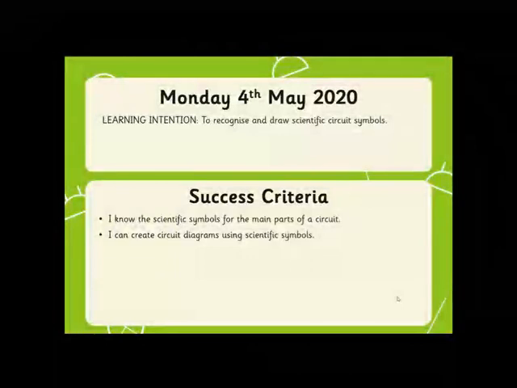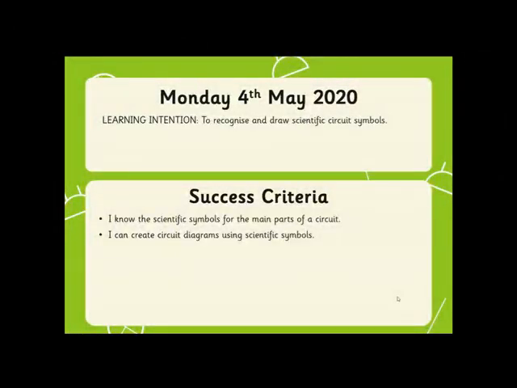Today's date is Monday, 4th of May 2020. Your learning intention is to recognize and draw scientific circuit symbols. The success criteria is that at the end of this lesson, you will be able to know the scientific symbols for the main parts of a circuit. You will be able to create circuit diagrams using scientific symbols.